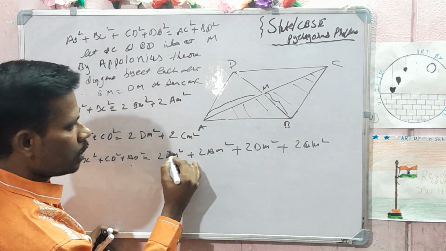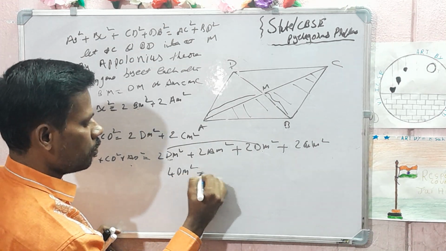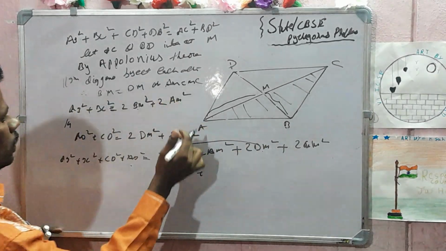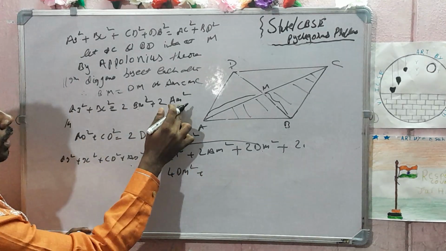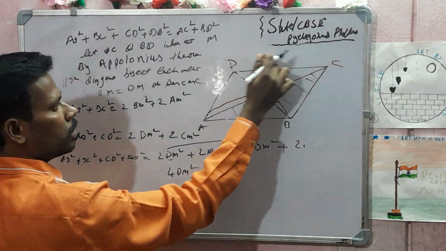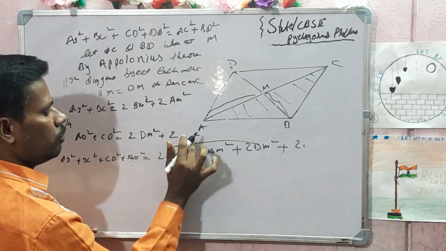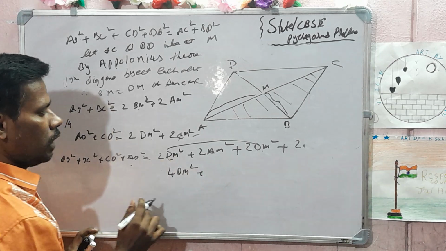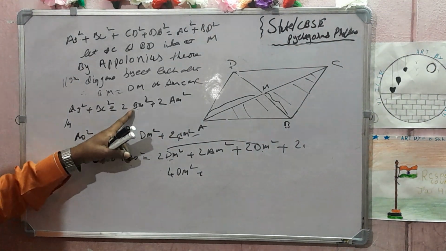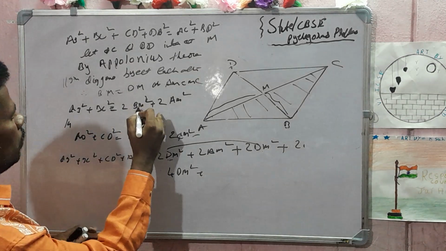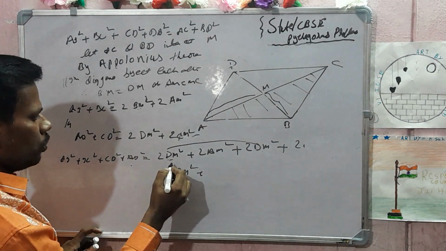Oh, I am sorry. Here DM plus DM is nothing but 4DM square plus... again, what you do is, here AM is there, no? Here AD square plus CD square is equal to twice this one plus twice, again take the same thing, AM square. Right? So now I have added these two. DM, here MB is there, MB square plus DM square. Right?